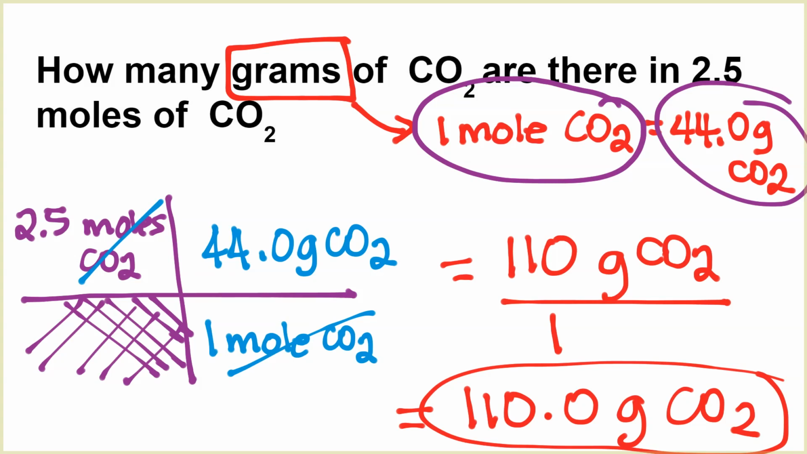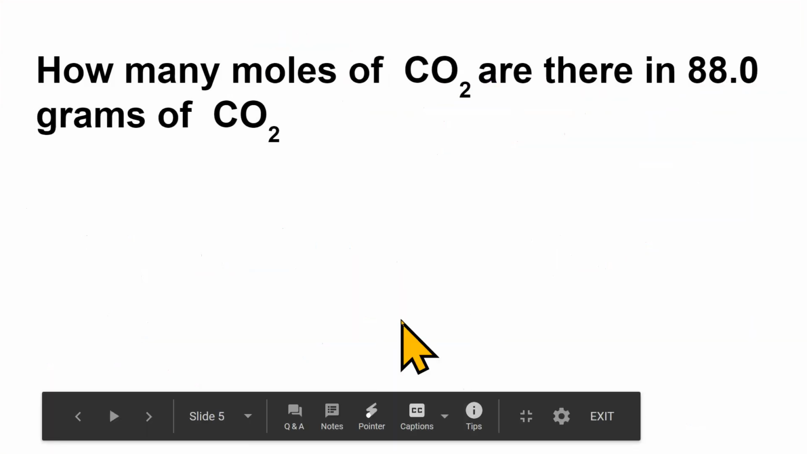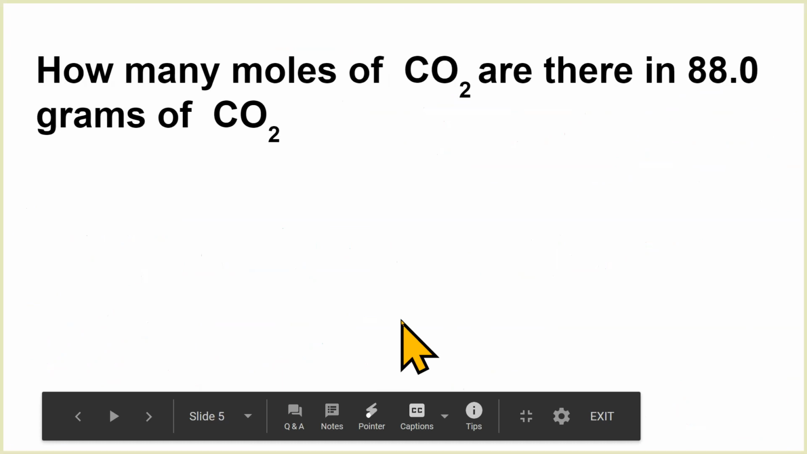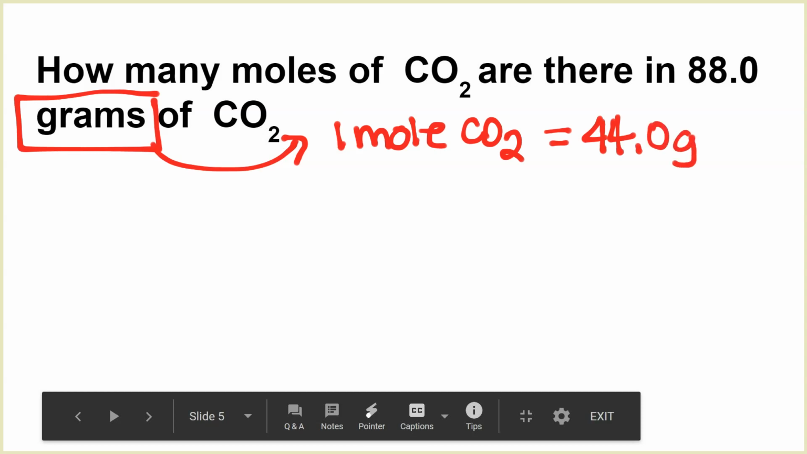Guys, the 1 mole here in the conversion factor is at the bottom. Is it always at the bottom? No, it's not. It depends on the question. So let's look at another example. The question is, how many moles of CO2 are there in 88 grams of CO2? Again, I see the keyword grams, therefore I need the molar mass. 1 mole of CO2 is equal to 44.0 grams of CO2.